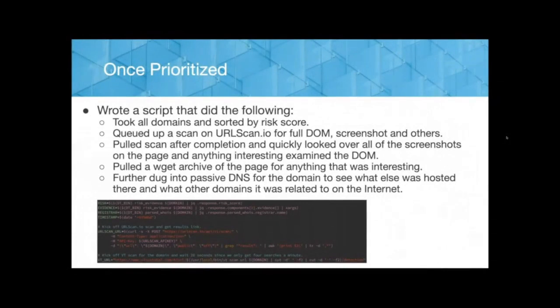Once we prioritized those, we wrote a little script that did the following. It took all the domains and sorted them by risk score. That risk score is something our data science team builds, applying different machine learning models to all these domains to determine, based upon their age, infrastructure, and where they are in the world, whether or not they're riskier. Once sorted by that, we queued them all up for a scan on urlscan.io to grab the full DOM, screenshot, and everything from their API. Big shout out to the folks over at URLscan. I'm looking forward to when they go to their premium service this next year.